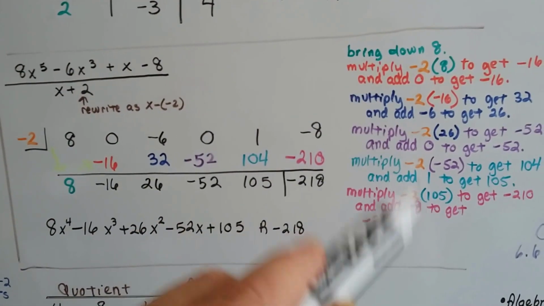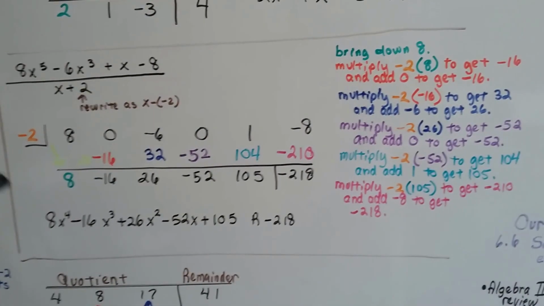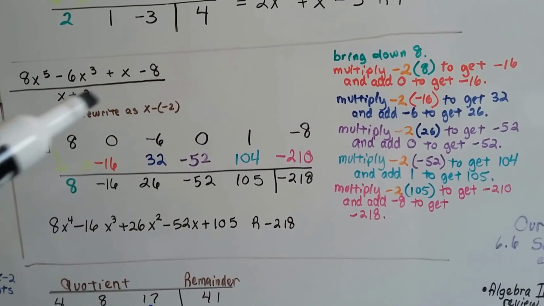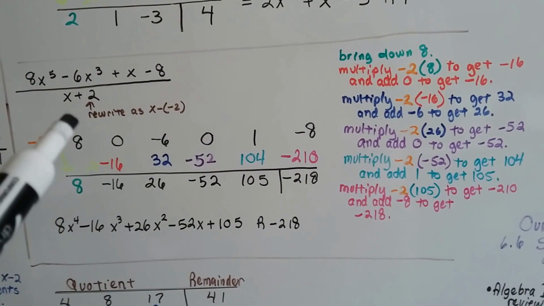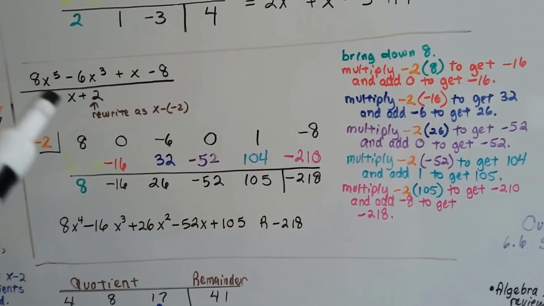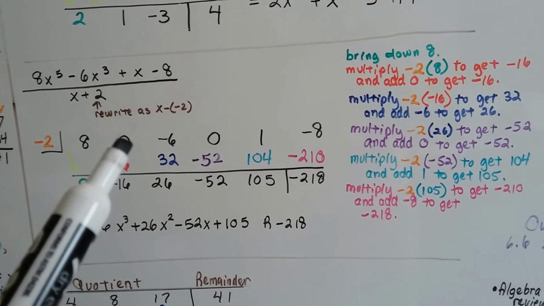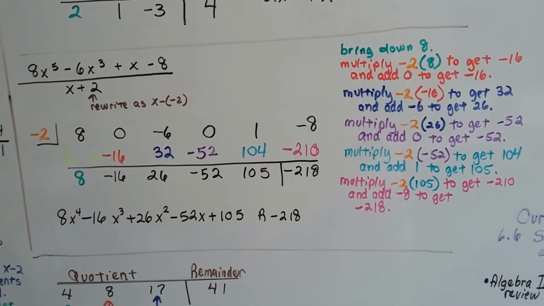And you can follow me along here, or you can follow me along as I point. It's up to you. So, because this is divided by x plus 2, see how it's written over the fraction bar? We're going to rewrite this as a x minus a negative 2. So we have a negative 2 in here. And we've got our 8, our 0, our negative 6, our 0, our 1, and our negative 8.